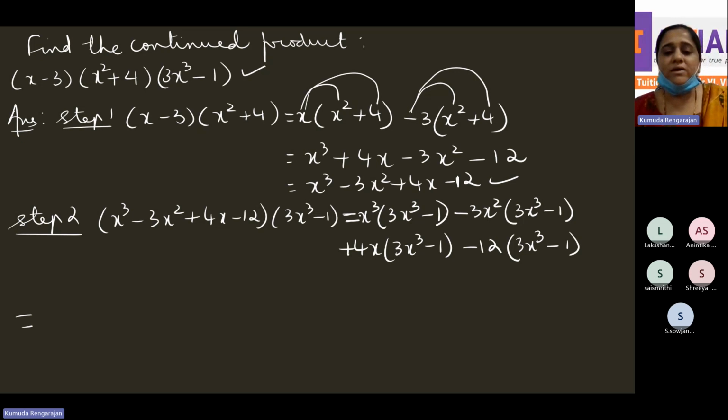Now multiply. What is x cubed into 3x cubed? 3x to the power 6. Somebody online? Continue. Till then you say.